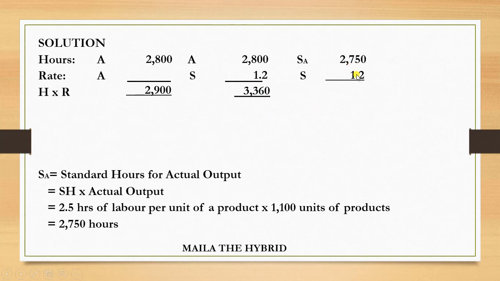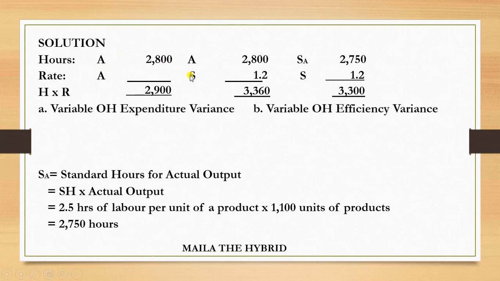2,750 and 1.2, you obtain 3,300. After that, you are done. All you have to do is compute the differences. No, you just have to note one thing here. For the first two columns, this one and this one, what makes the difference here is the rate, because there is actual rate and this is standard rate.